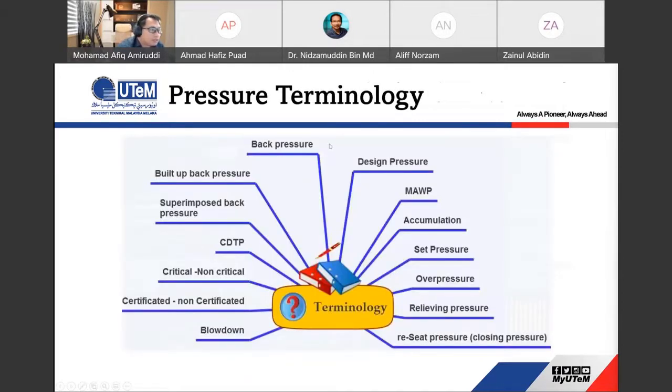For those who are dealing with the pressure relief valve or pressure safety valve, you can see there is basic terminology related to pressure, such as back pressure, design pressure, maximum allowable working pressure, accumulation, set pressure, overpressure, and a lot of terminology that has been created for this PRV or PSV.